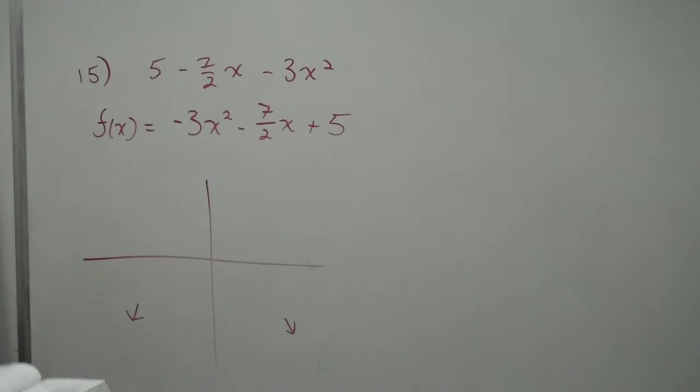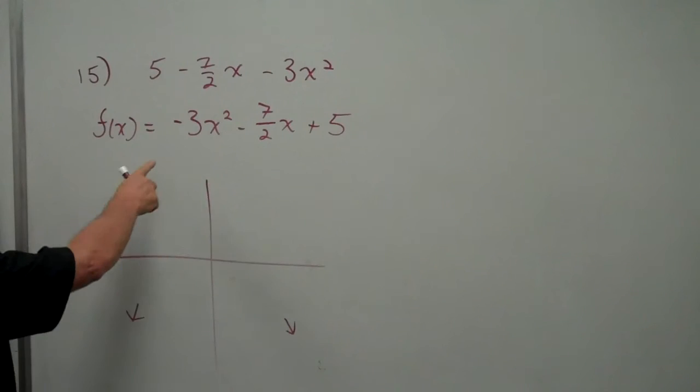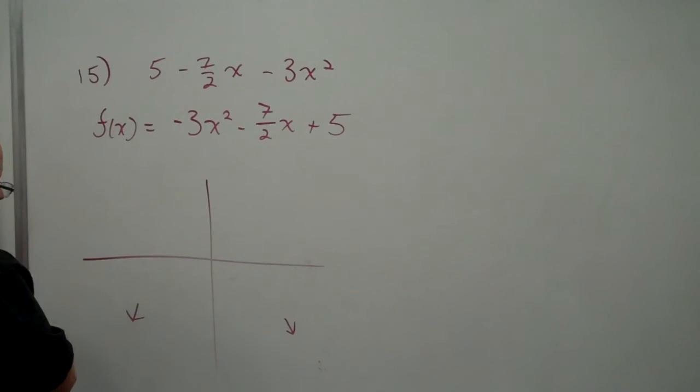But see, this is number 15. Number 15 says determine the right and left-hand behavior of the graph of the polynomial. Determine it. Don't graph it on your calculator. If you need to do that, you haven't learned this. This is easy. The right and left-hand behavior.